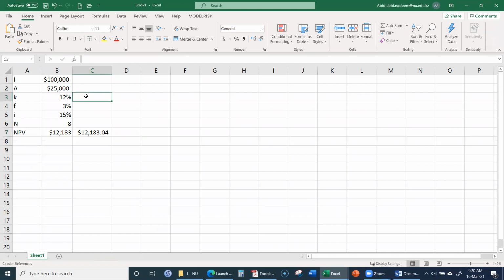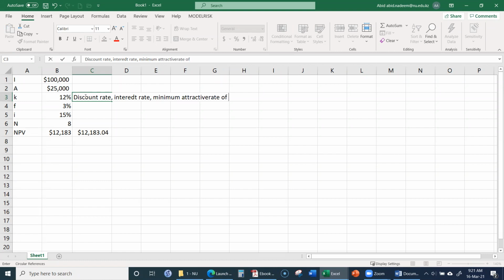So remember that, because you may be wondering what is this and that. K is the discount rate, also called the interest rate, also called the minimum attractive rate of return. It has so many different names.